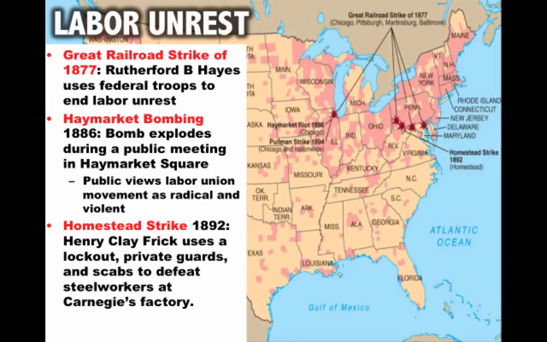And of course, the Homestead Strike, 1892. Henry Clay Frick uses a lockout, private security guards known as Pinkertons, and scabs to defeat steelworkers at Andrew Carnegie's factory. And we'll talk about the Pullman strike and Eugene Debs in another lecture. So make sure you understand how workers responded to this changing industrial economy and how business leaders justified their wealth.